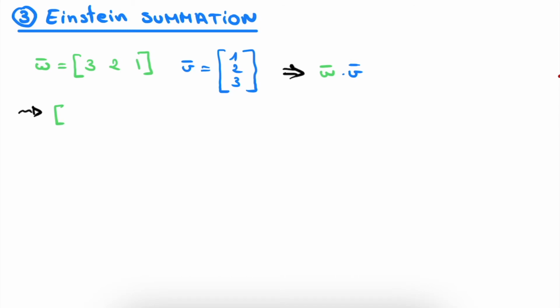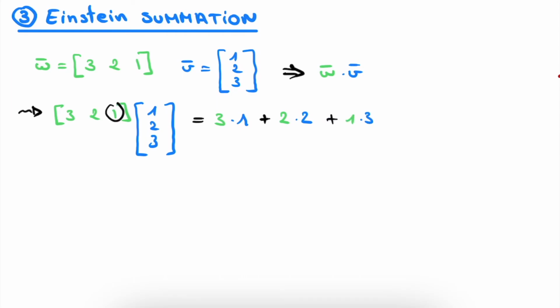We have the vector W, so 3, 2, 1, and we multiply this with the vector V, which has components 1, 2, 3. This, of course, as we all know, becomes the following summation. We have 3 multiplied with 1, which are basically multiplying these two terms together. We add to this 2 multiplied with 2, which is the multiplication of these two terms. And we add to this 1 multiplied with 3, which is of course the multiplication of these last two numbers.